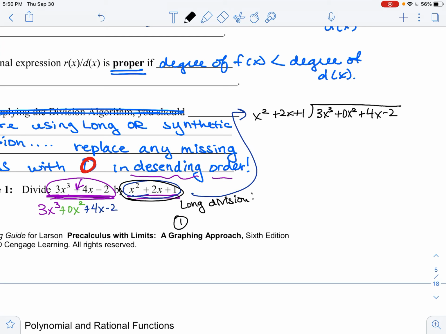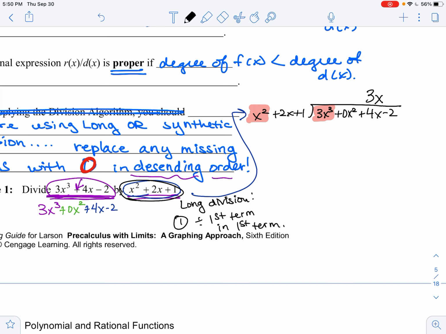When we are using long division, I'm going to put those steps right here. The first thing you're going to do is divide the first term into the other first term. So when we're dividing, we take this first term and divide it into this first term. x squared goes into 3x cubed, we know we can multiply it by 3x times. So I'm going to put 3x on top right here. Notice how I'm lining it up with the other x values of the same degree.